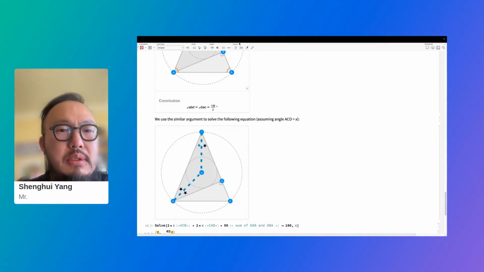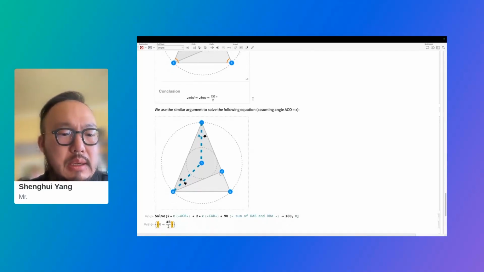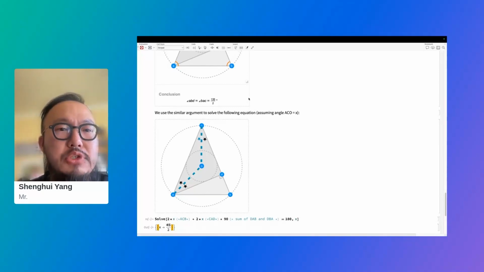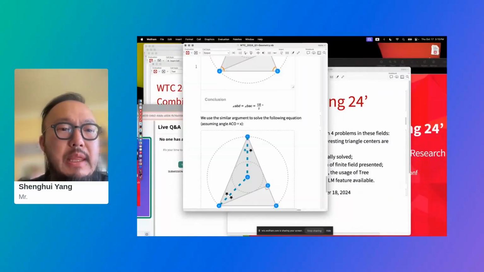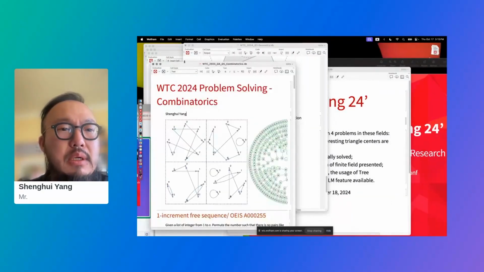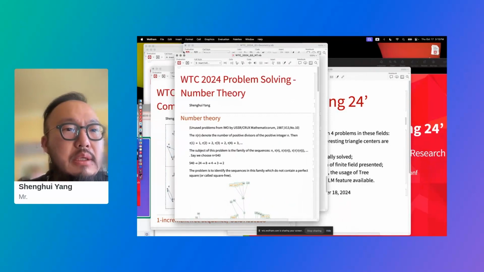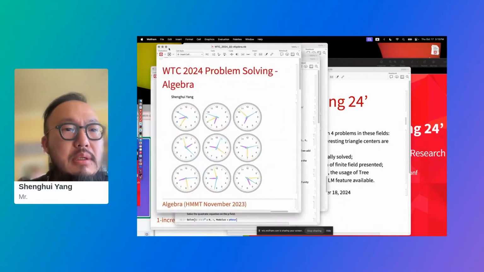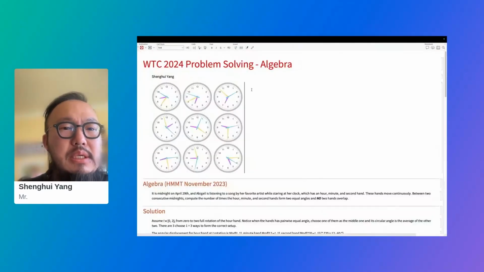So, okay, so this is the things I have for these geometric problems. And if you have questions, you can leave it in Q&A session. Then I move to the second one. The second one is quite interesting. This is a problem selected from HMMT November 2023.